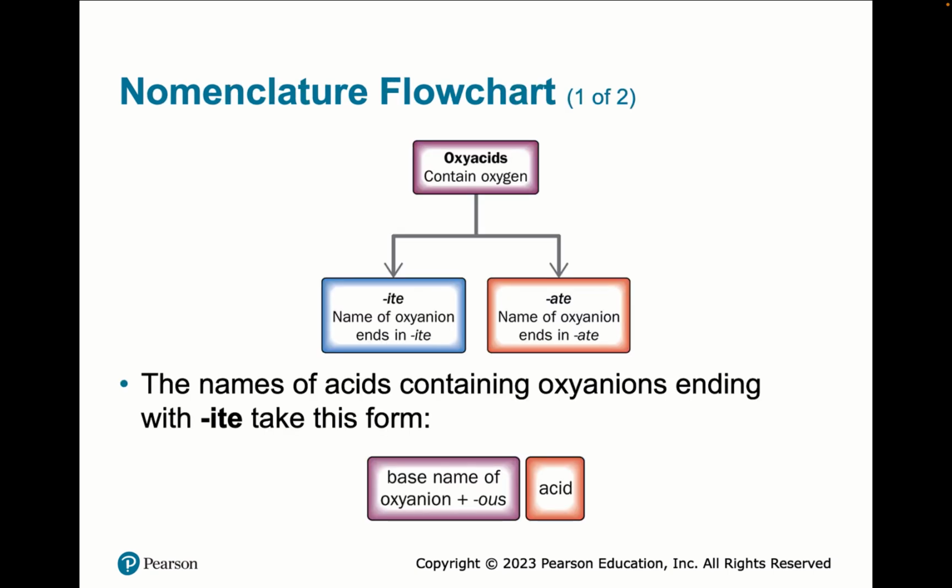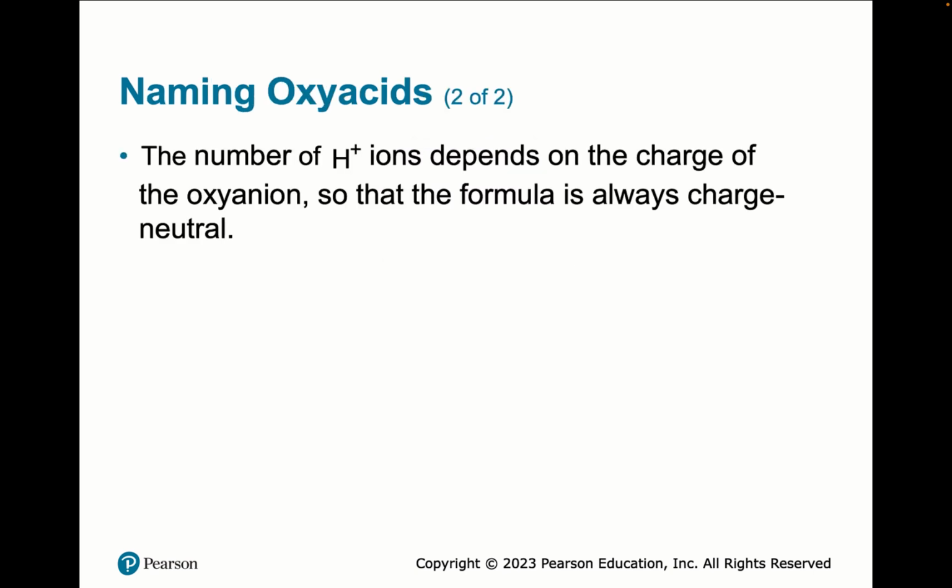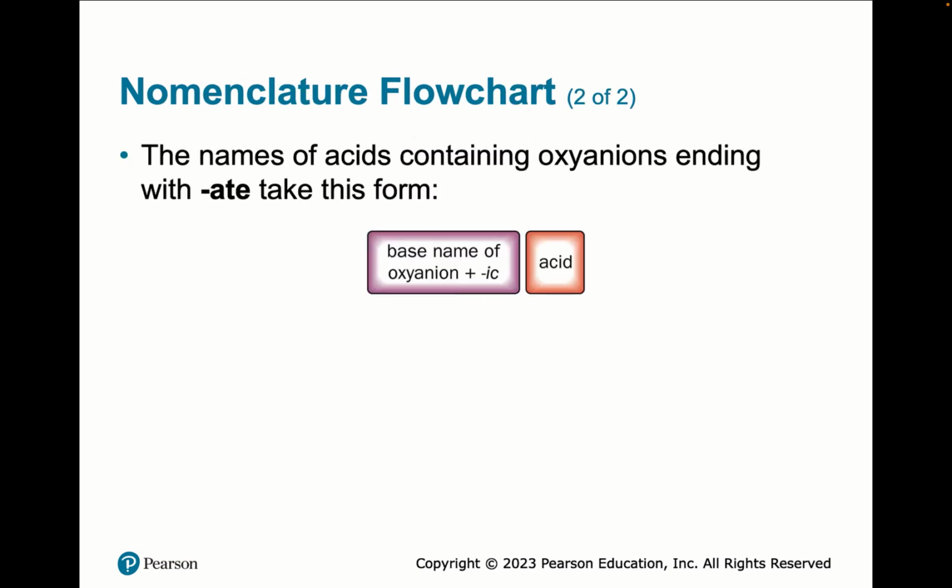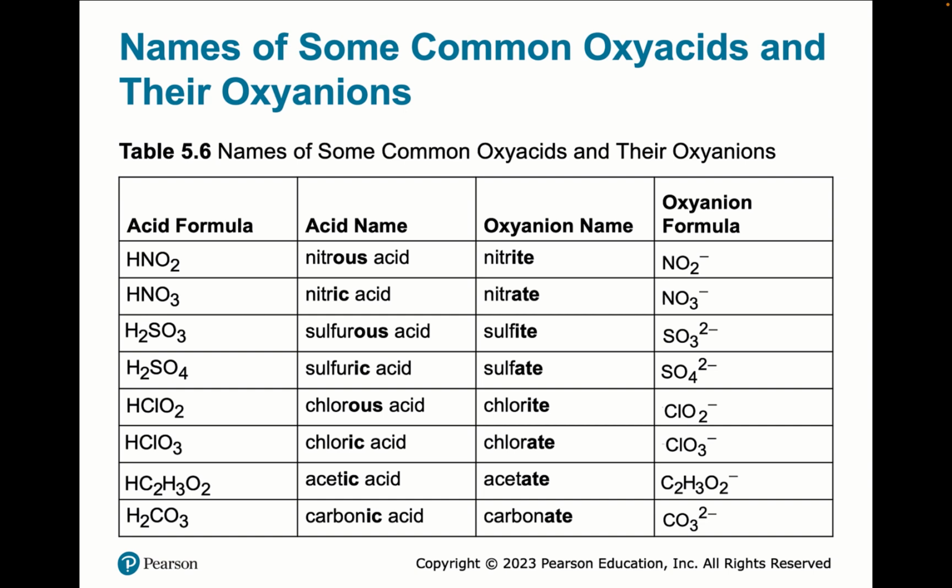So for oxyacids that contain hydrogen, the oxyacid that has oxygen, if the oxyanion ends in ite, or if the oxyanion ends in ate, then we have to use the base name of the oxyanion plus acid. I'm sorry, for the oxyanions that end in ite, we change it to ous and then acid. And well, then the charge is already there. And if it's ate, we call it ic. So the ate forms the ic.